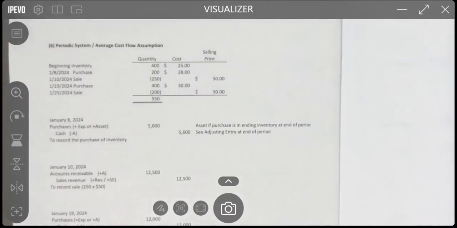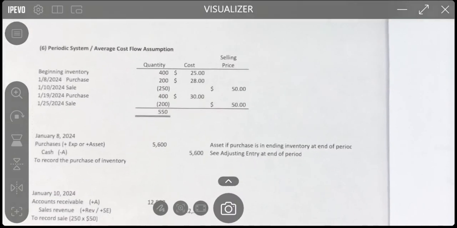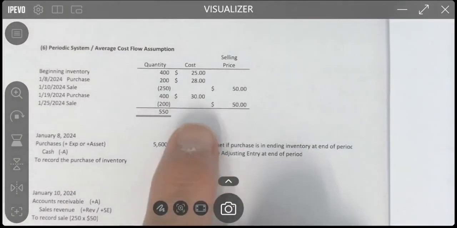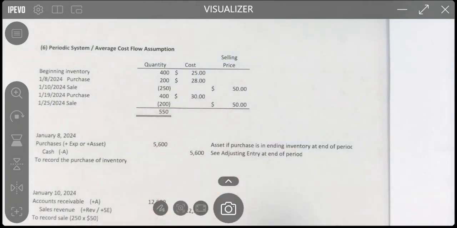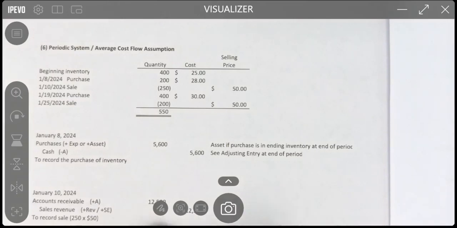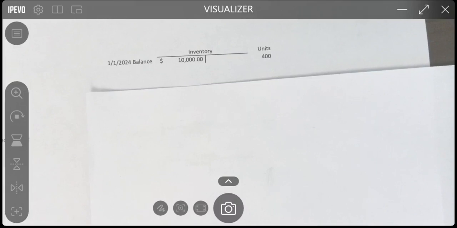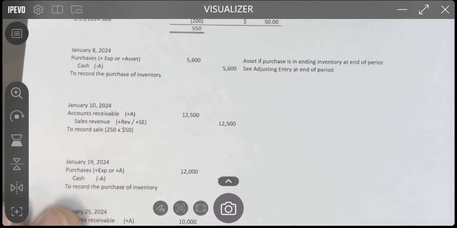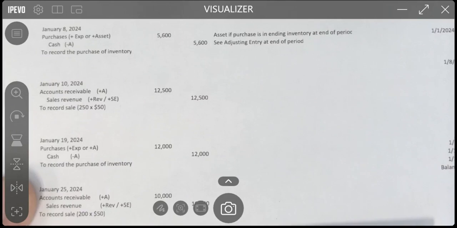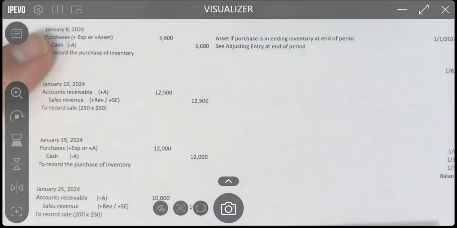And let's take a look at things here. So it's periodic average cost flow assumption. There's our transactions for the month. We had a beginning inventory of 400 at 25. So that's in your inventory account. And we had those purchases and those sales during the month. You'll recall those.